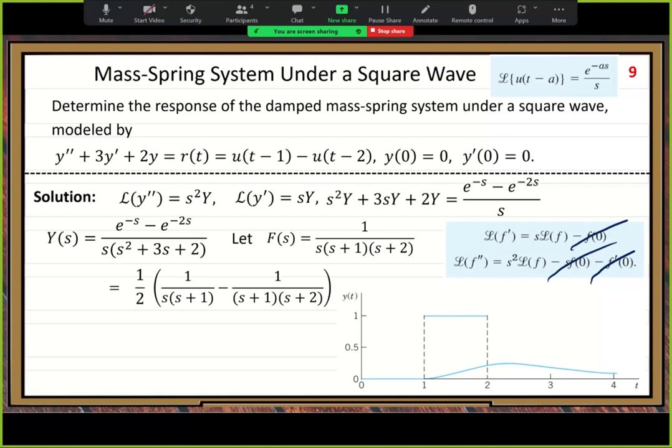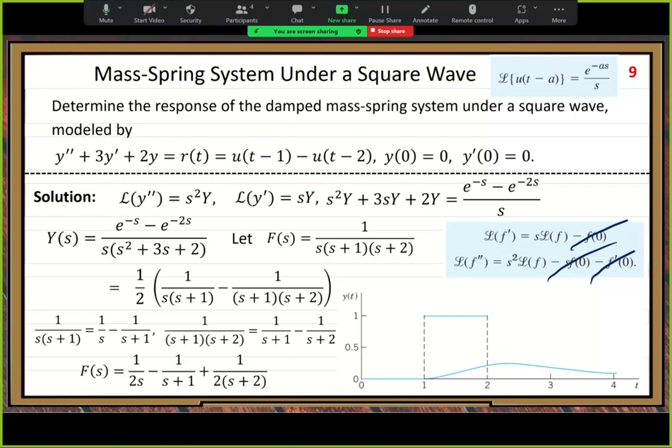But not done yet, because you can split furthermore. The denominator is still a product, not the simplest case. We still want to split 1 over s times s plus 1 into the difference of these two fractions, to make each fraction simpler. Similarly, the second one, we split into the difference of two simpler fractions. Then, writing F of s together, we get that expression.